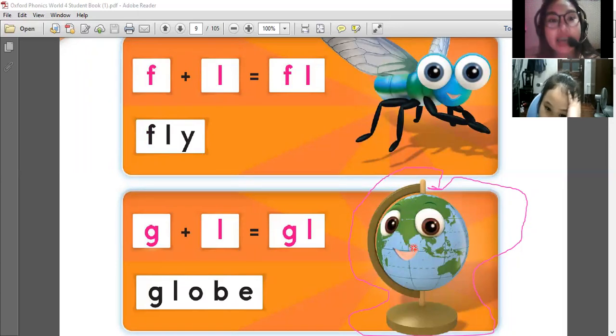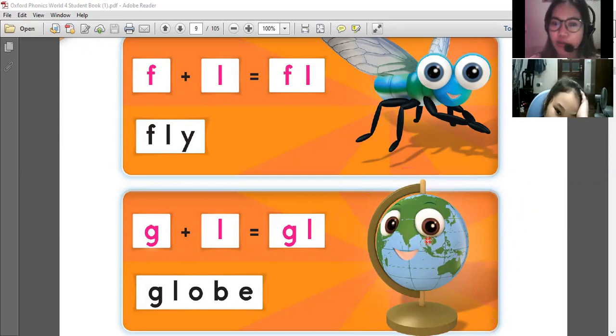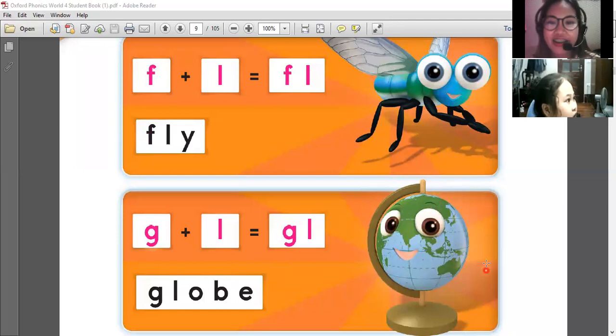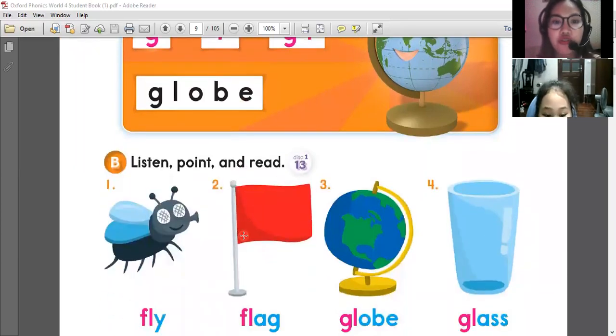So do you know what's a globe? Yes, okay, good. What can you see in the globe? You can see places, right? In the globe, you can see your country, Vietnam, right? In the globe, yes. So that's where we can find the places. Okay. All right. Okay, so you already know what are the words for FL and GL. Now let's go to the four words.